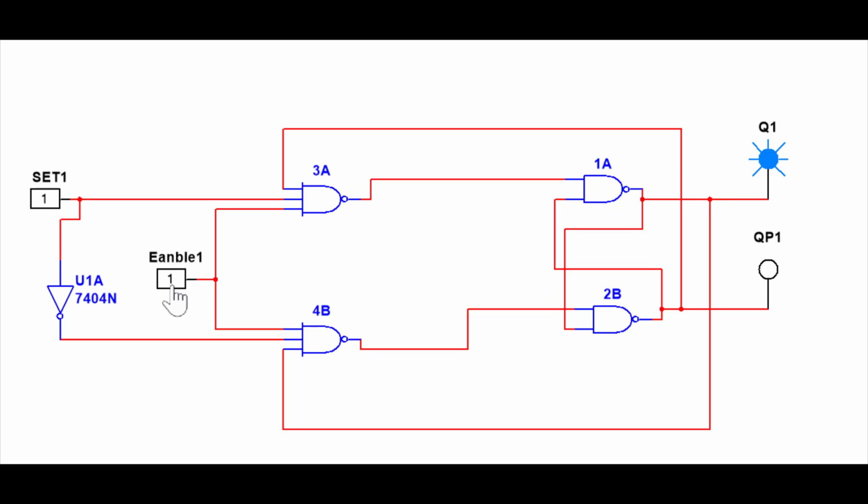The moment I make my enable 0, irrespective, even if the data is 0 or 1, your output will remain in the same or memory state. The moment I enable my clock, it is going to take whatever the D input given here, the same D input will appear at the output side. So this is a simulation of your D flip-flop.